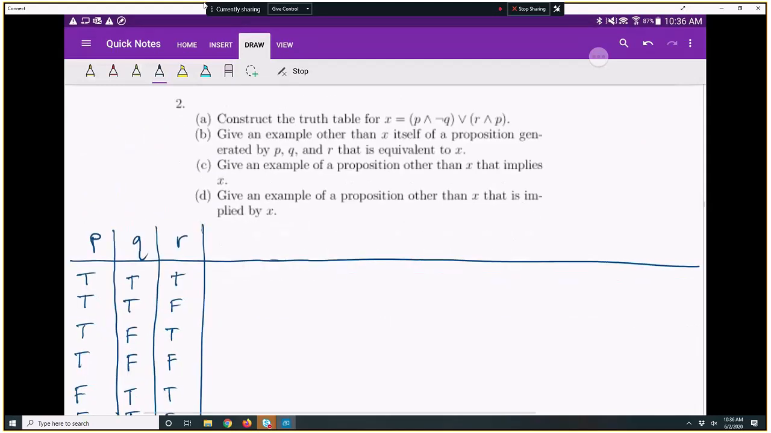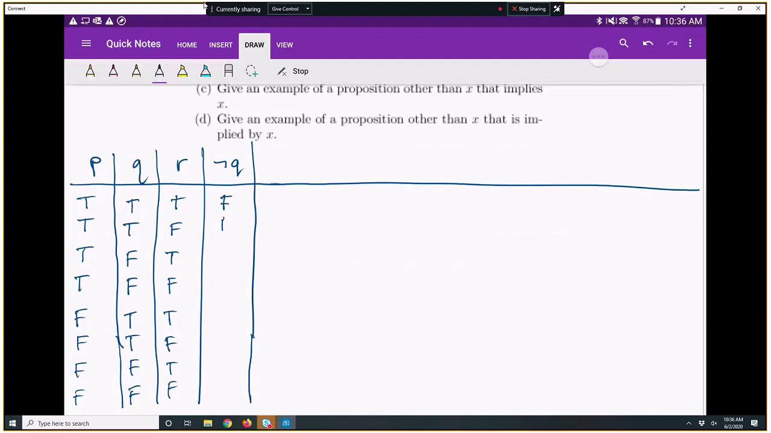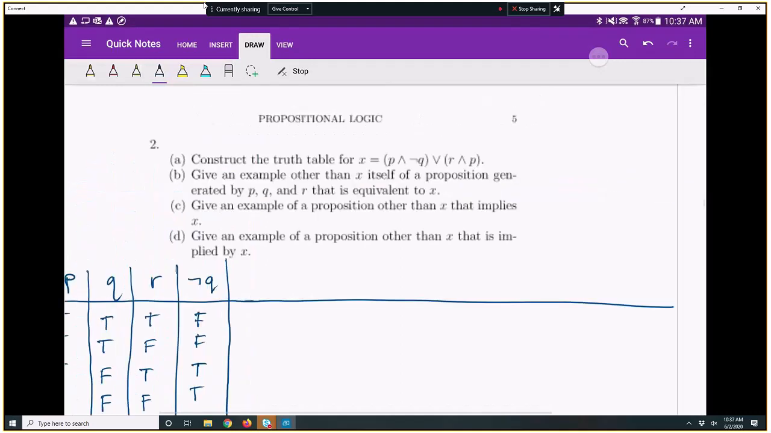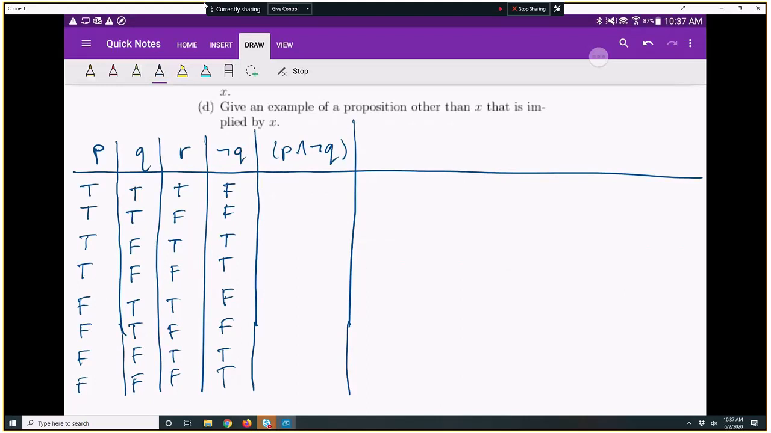And I'm going to do this piece by piece. So I need not Q. That's going to be false, false, true, true, false, false, true, true. Then I need P and not Q. So looking at P and not Q, I'm going to have true and false is false, true and false is false, true and true is true, true and true is true, false and false is false, false and false is false, false and true is false, false and true is false.